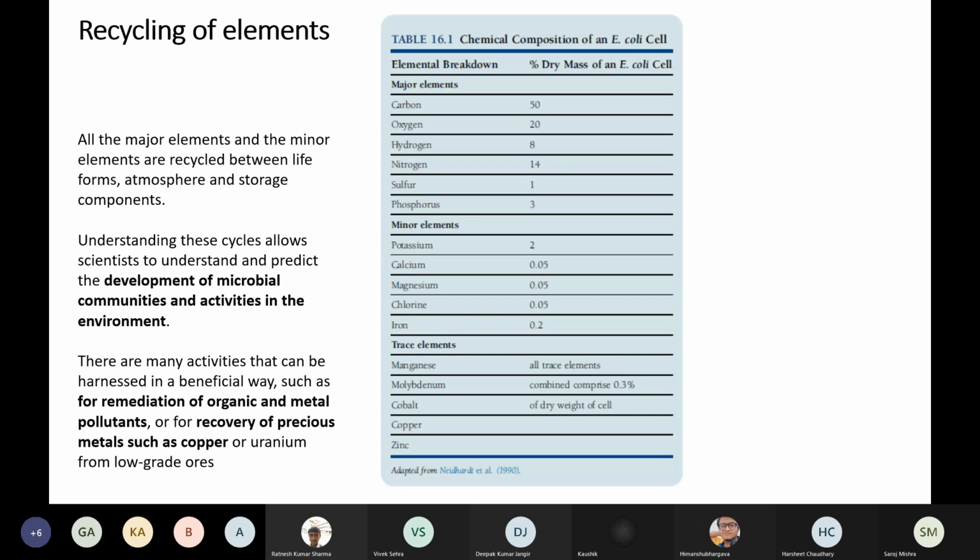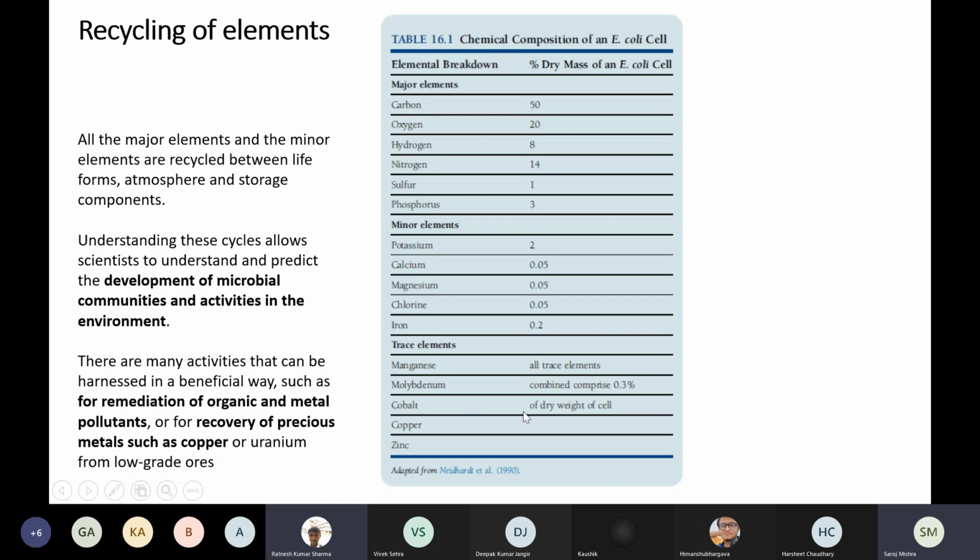So now, here is the typical composition of an E. coli cell. It is only to illustrate what elements are predominantly present in an E. coli cell, which are pretty much reflective of what happens in other life forms also. You see carbon makes up 50% of the dry mass, oxygen makes up 20%, then hydrogen, nitrogen, sulfur, and phosphorus. All of these are called the major elements. In addition to that, there are minor elements like potassium, calcium, magnesium, chlorine, iron, etc., and trace elements, and all of these are present in the cells.